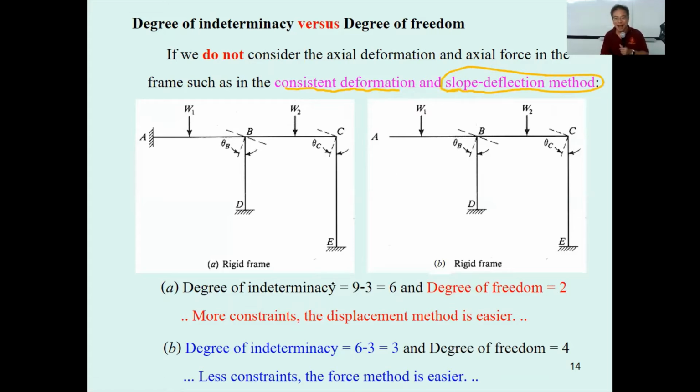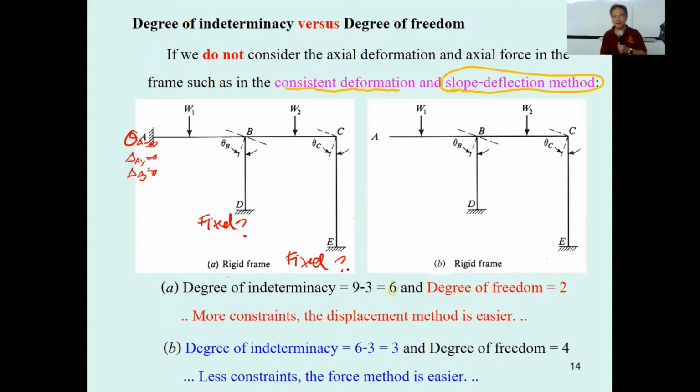Again, how about the degree of determinacy? Where does this come from? For this rigid frame, under the application of the force, theta sub A is 0, delta sub AX is 0, delta sub AY is 0. Also for this one, all of them are 0, since the support is fixed.